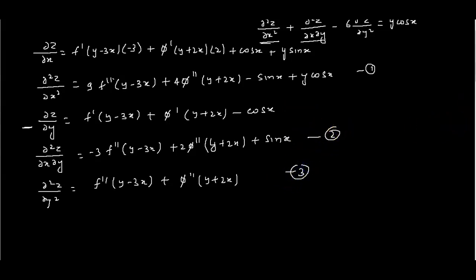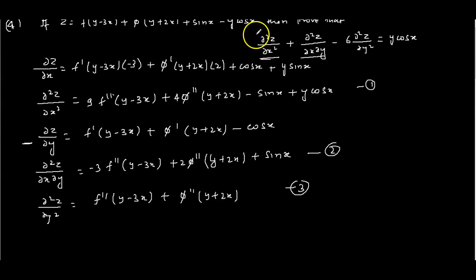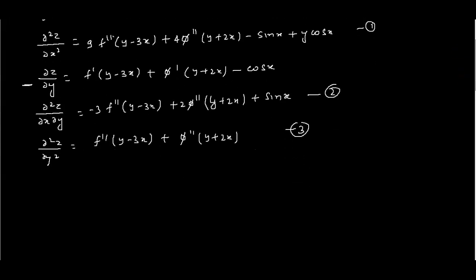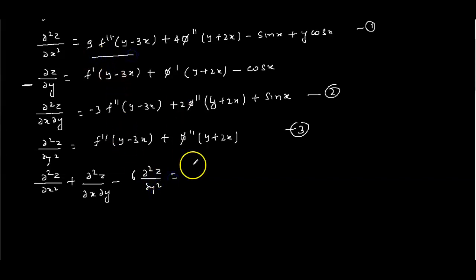Now all three we have to add: the first one direct, the second direct, and the third one you have to multiply here by minus 6. So if you write it here, del square z by del x square plus del square z by del x del y minus 6 times del square z by del y square. We'll get this one as it is: 9 f double dash of (y minus 3x) plus 4 phi double dash of (y plus 2x) minus sin of x plus y cos of x.